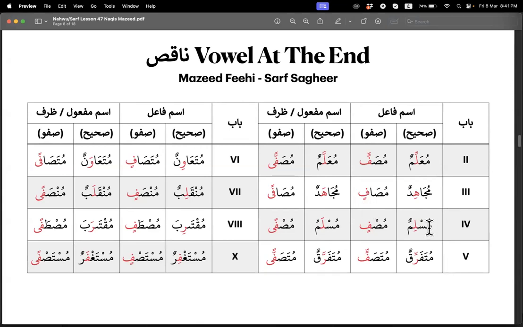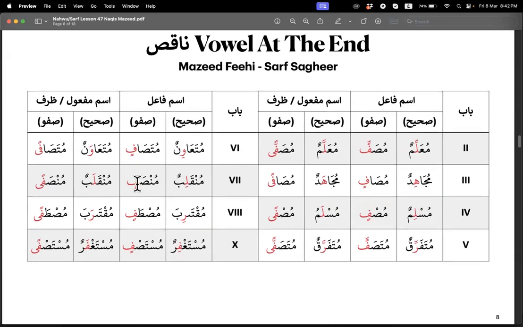Okay, so muslimun becomes musfin. Mutafarrikun, mutasoffin. Mutaawinun, mutasofin. Munqalibun, munsofin. All the same. Munsofi, but this ya is hiding inside the kasratain. So munsofin. Muqtaribun, mustofin. Mustaghfirun, mustasfin. So just follow your normal pattern and then make it short. Put kasratain at the second root letter.